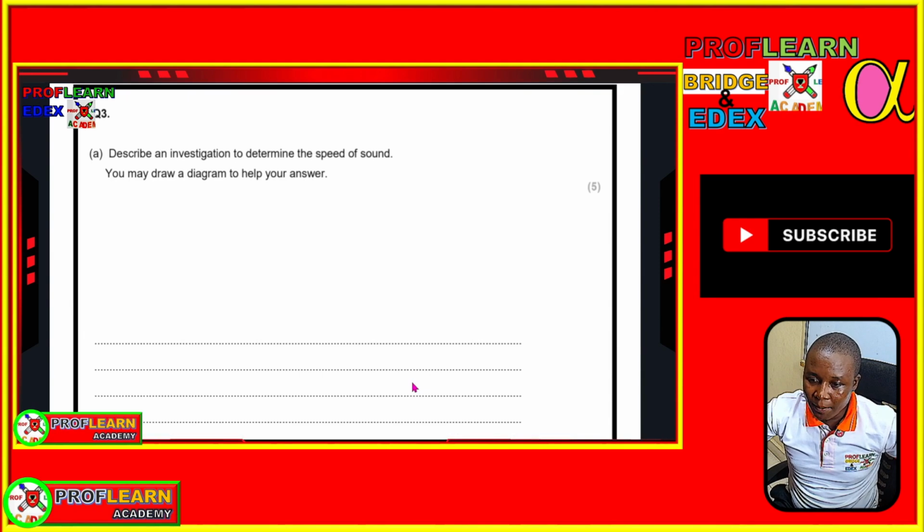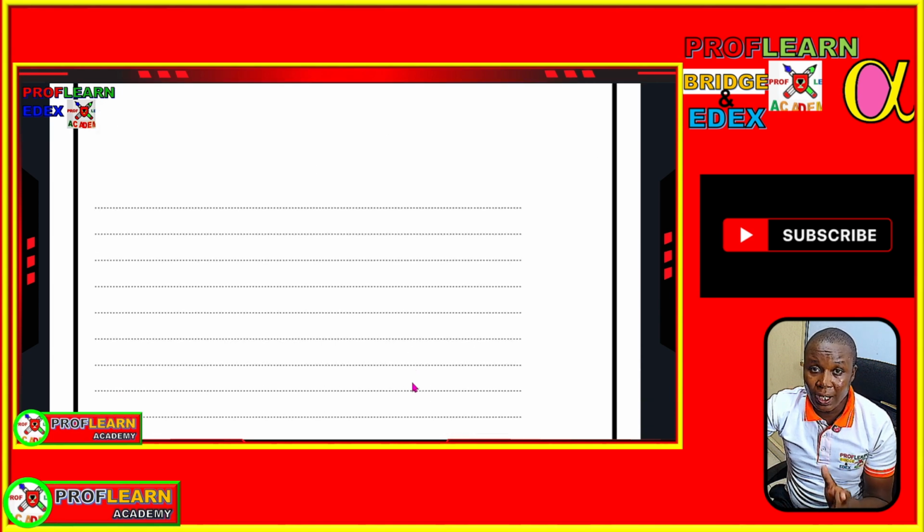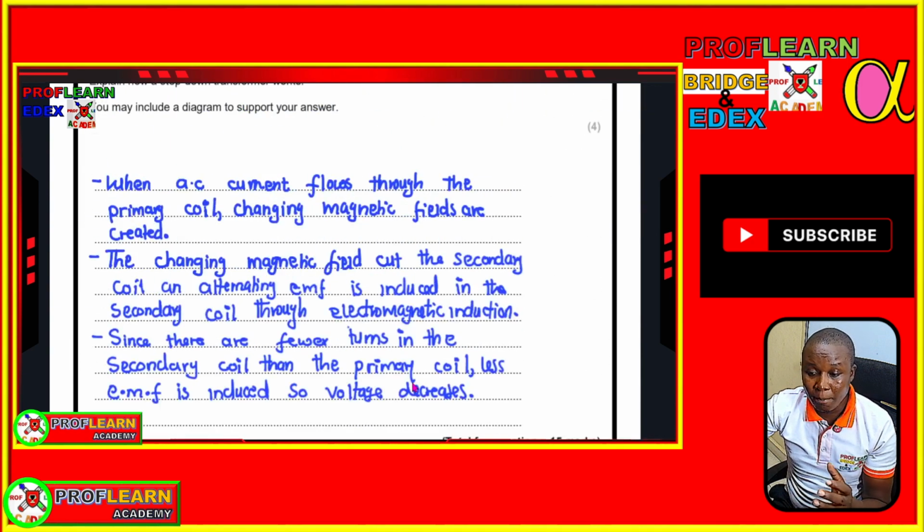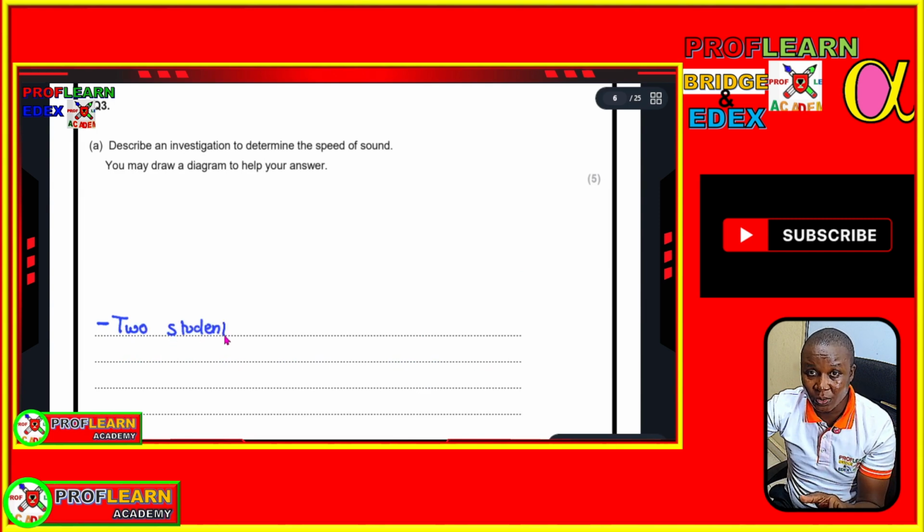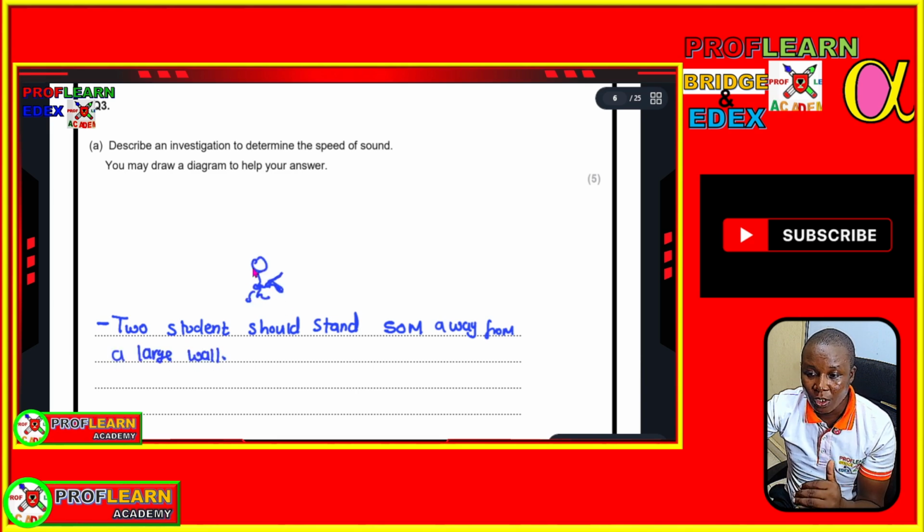Moving down, we are to describe an investigation to determine the speed of sound. Now, there are different ways you can determine the speed of sound. One way is to use the echo method. The echo method is where two people are going to stand 50 meters away from a wall, and in that case one person will be having pieces of wood to be banged together, and the other person will be having a stopwatch. The person with the stopwatch will start the stopwatch immediately the other person produces the sound, and then stops the stopwatch when he or she hears the sound.